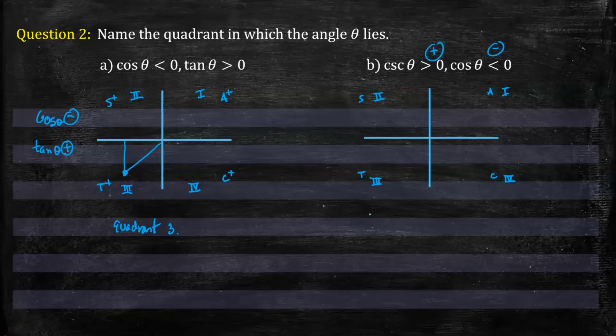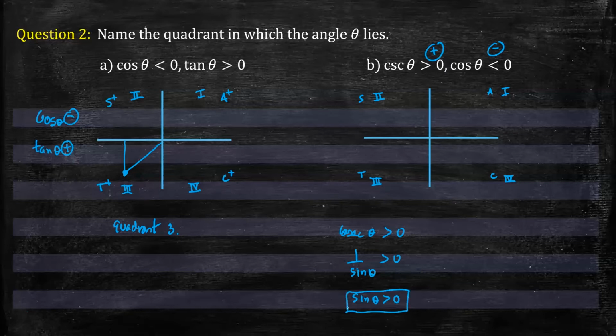Let's look at cosec theta. And it says this is greater than 0. And we know that cosec is the same as 1 on sine theta. So that's implying that 1 on sine theta is also positive. And the only way that can happen is if sine theta is also positive.